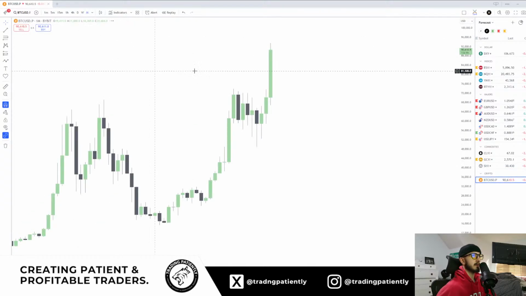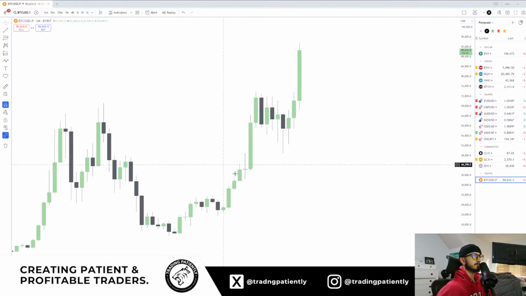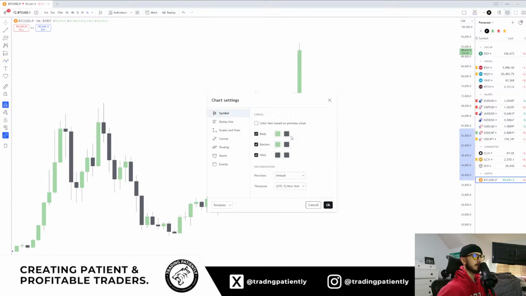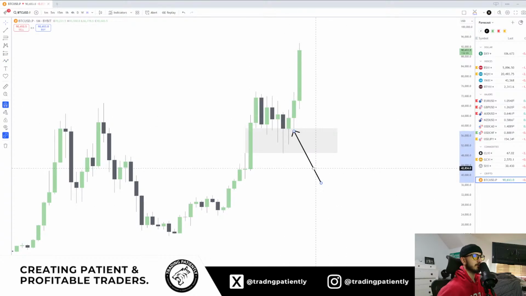Bitcoin has been absolutely flying. This internal to external played out, but it was disgusting the way that we just wicked. But look at the bodies telling the story, right? Bodies tell the story. Look at this. That's beautiful. Look at the way the bodies respected that bullish fair value gap. Look at the way every single monthly candle wicked out of this bullish fair value gap, and the bodies told you that story, that we still want to head higher.